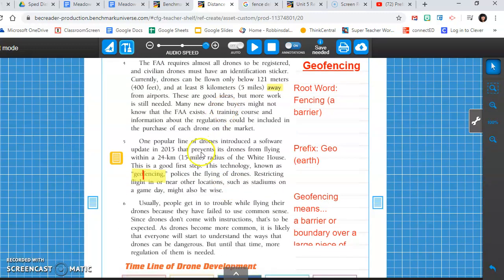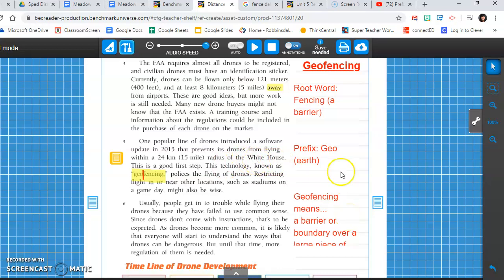So I know that the text was talking about a software update, which has to do with technology, that stopped drones from flying within a certain distance of the White House. So a type of barrier that separates or gives a boundary to a larger piece of land, well, I think that makes sense, because what the software is doing is it's restricting the flight of the drone to a specific location. So I think it should make sense that geofencing is a type of technology or something that creates a boundary between the drone and an area of land, like the White House.